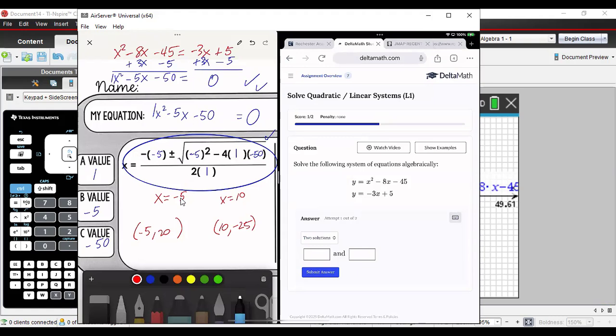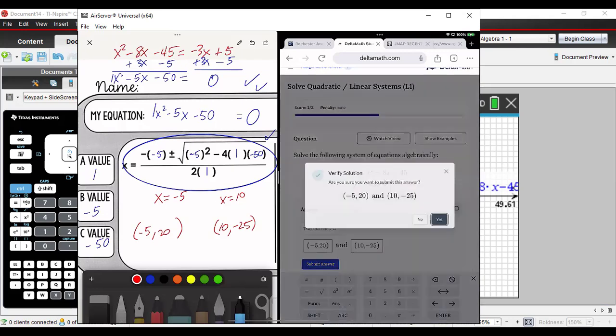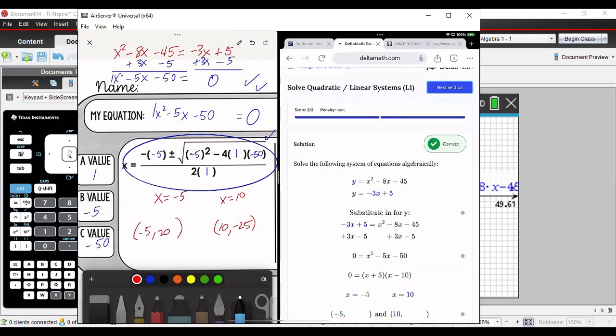Now, once we know the negative 5 and 10, we also know the y values. But we don't have to do any more algebra since we have the graphing calculator. All we got to do now is just enter our 2 points. So it's going to be negative 5 comma 20. That's 1. And then it's going to be 10 comma negative 25. And those should be our 2 answers. And they said, nicely done.